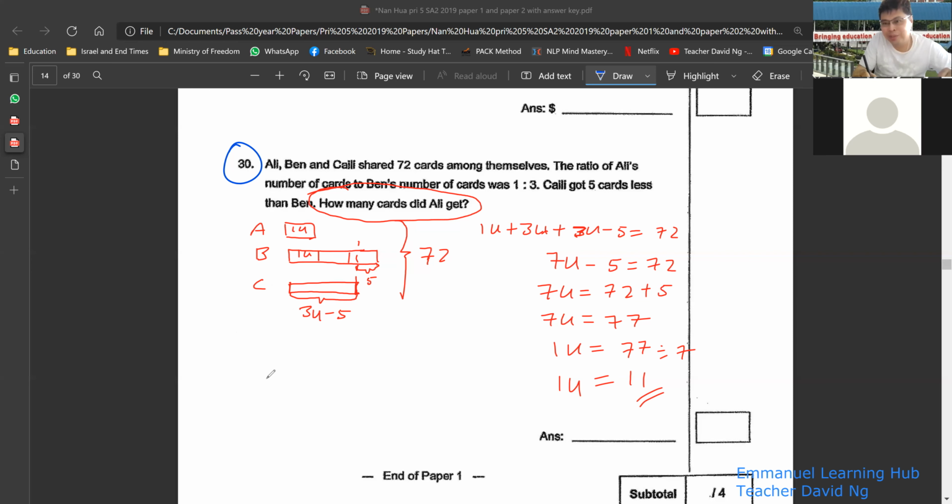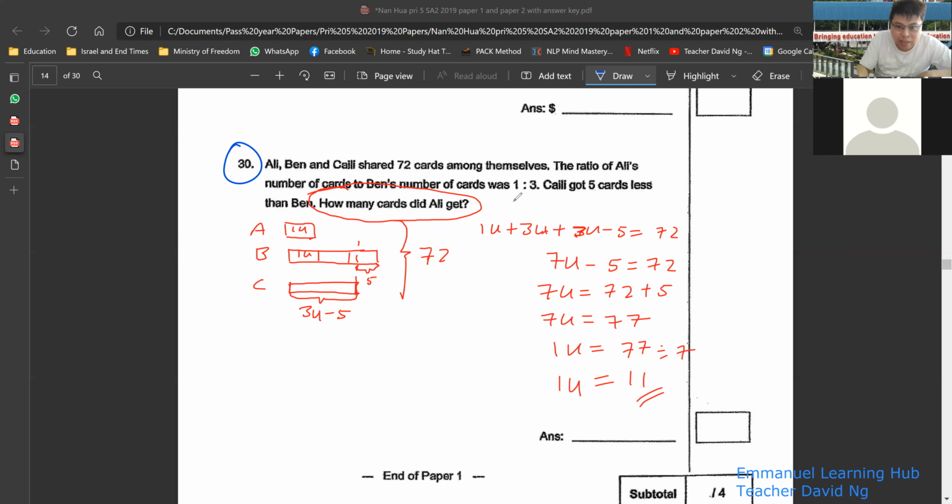Chances are no, because this is a paper 1 question. You don't need to draw a before and after model. The before and after model is usually paper 2. For paper 1, usually a simple model will do. So A, B, C, then you know the ratio. That's why I established 1 unit, 3 units. Remember how I mentioned?